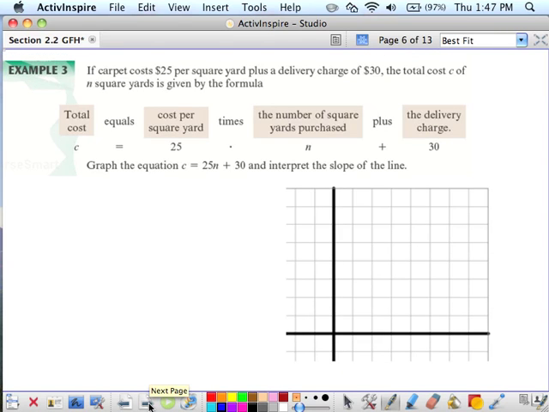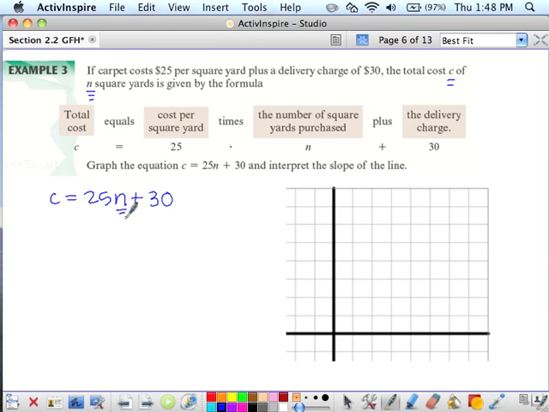Example 3. Example 3 says if carpet costs $25 per square yard plus a delivery charge of $30, then the total cost, C, of N square yards is given by the formula C equals 25 times N plus 30. We would like to graph the equation and interpret the slope of the line. So we are talking about C equals 25N plus 30.